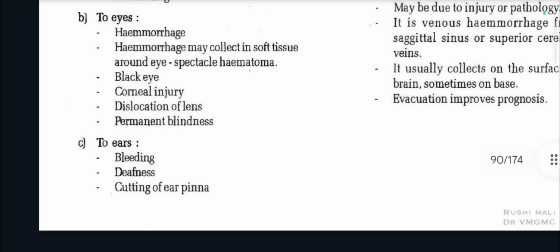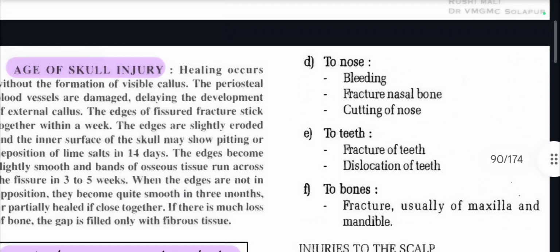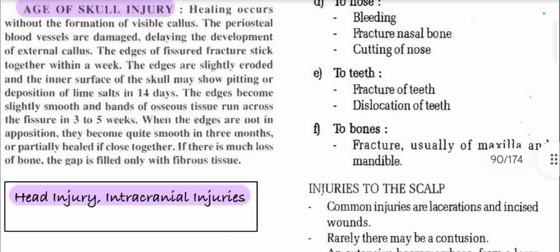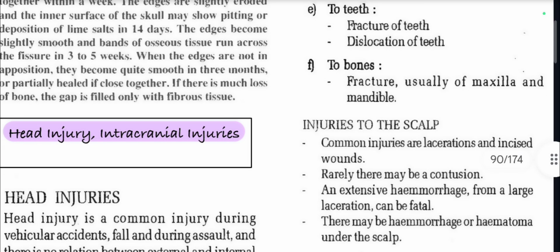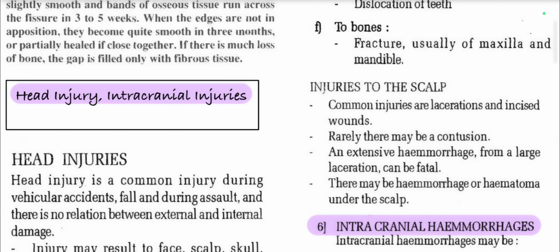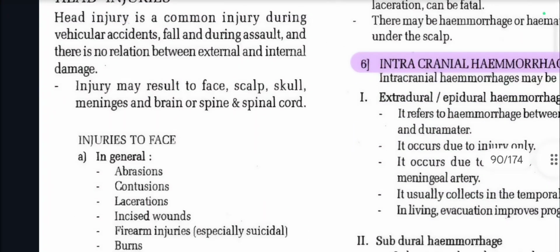To ears, we get bleeding, deafness, cutting of ear pinna, and to nose, we get bleeding, fracture of nasal bone, cutting of nose. To teeth, we get fracture of teeth, dislocation of teeth. To bones, we get fracture, usually of maxilla and mandible. Just imagine everything may occur in head injury. The region consisting of face, neck, head, everything you can write. To bones, to teeth, to nose, to eyes, to ears, everything.